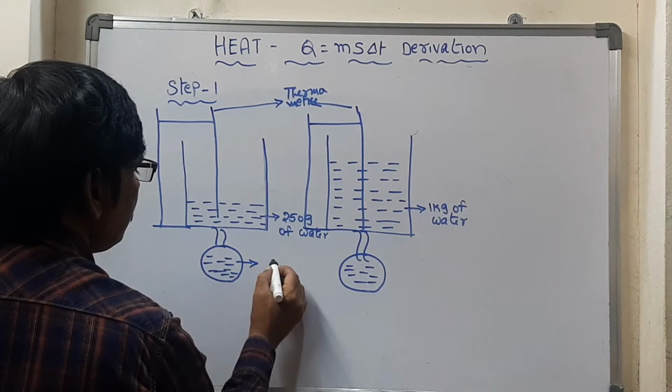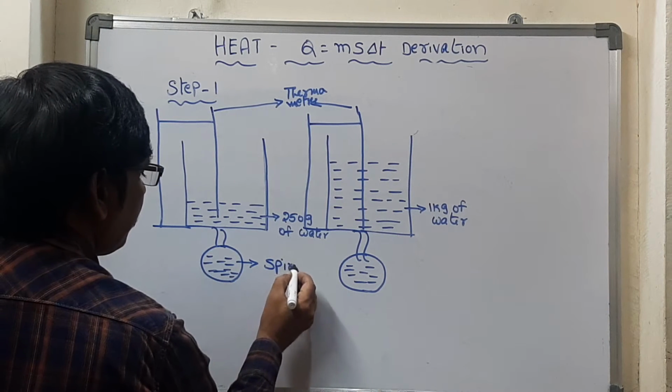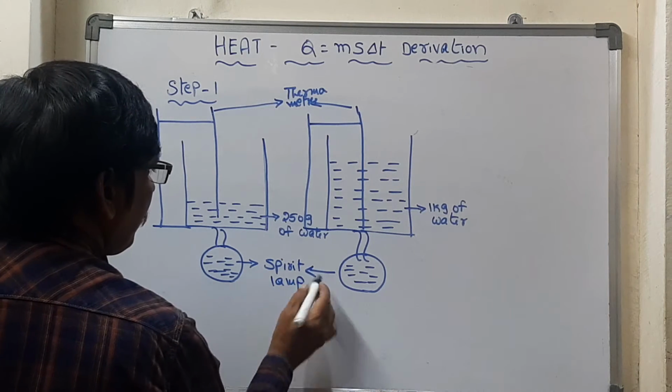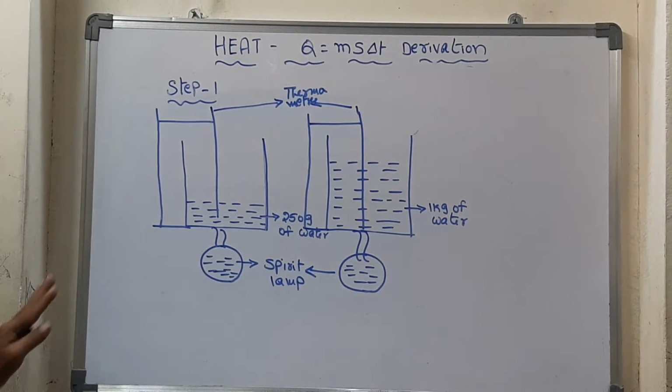What do we call this one? This is a spirit lamp. So this part we have completed. This is the apparatus that we have to take. And now let us see how the procedure will take place.